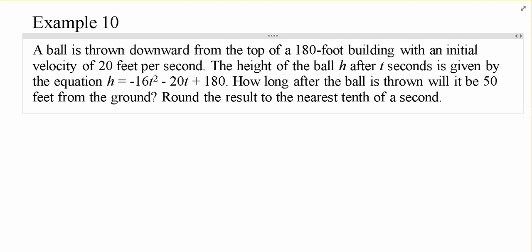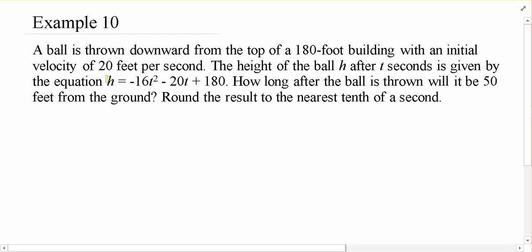So all that information that we started with in the first part isn't necessary because it just explained why that equation works. Now that equation has two variables in it, h and t. h is the height of the ball, t is the time in seconds. We're being asked how long after the ball is thrown will it be 50 feet from the ground.